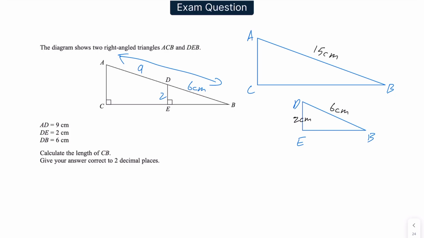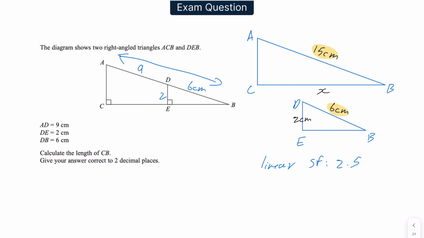So now that I've got all this sorted out, what is the question asking me for? CB. Right, which is that one there. So, let's start with the usual. So we have the linear scale factor. So two matching sides. That side matches that side. So 15 divided by 6, it's 2.5. So we've got the linear scale factor of 2.5.